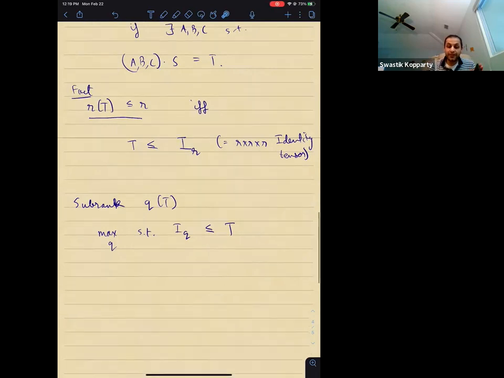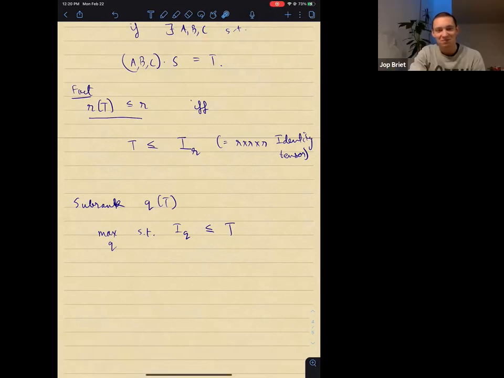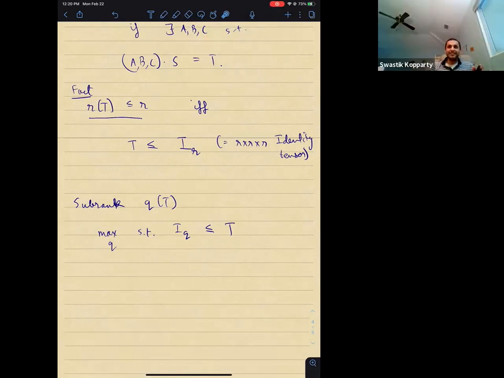This is another notion. How big can the subrank be? Yep, you said something? N. N, that's right. The subrank of a tensor can be at most N. The rank of a tensor can go up to N squared. Subrank is a different notion from rank.